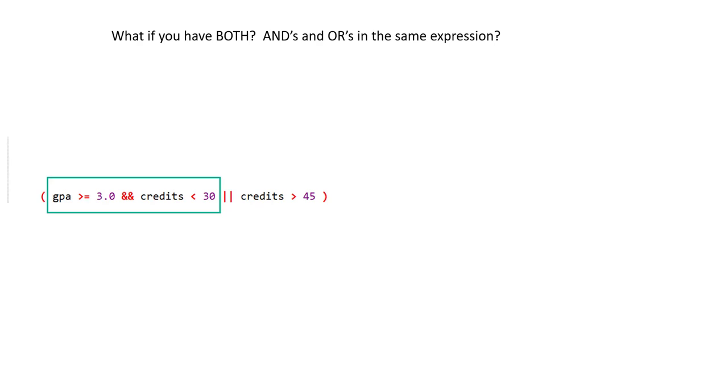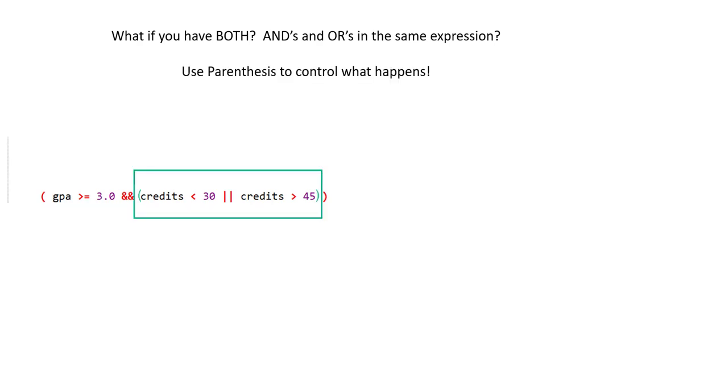Now, what if we don't want that? What if we wanted a GPA of greater than or equal to 3.0 and either less than 30 credits or greater than 45 credits? Then we would have to use parentheses. So we can use parentheses to control what happens. In this case, just like in math and order of operations, it'll go through and figure out, do they have less than 30 or greater than 45 credits? Because either of those would be okay. And as long as that's true, then it would look to see their GPA. So parentheses control what happens.